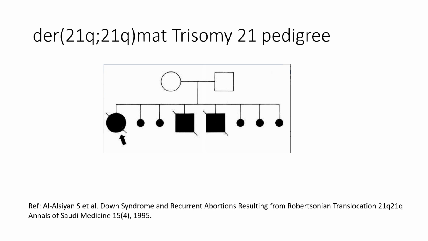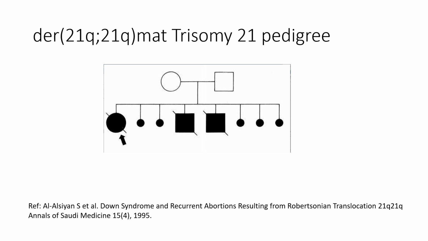So if all the viable gametes have a 21-21 Robertsonian translocation, that means it's 100% recurrence if you have a carrier who has a 21-21 Robertsonian translocation. So if you look at a patient and you see that the patient has 21-21 translocation associated Down syndrome, one has to look at the parents to see which one of the parents is a carrier.